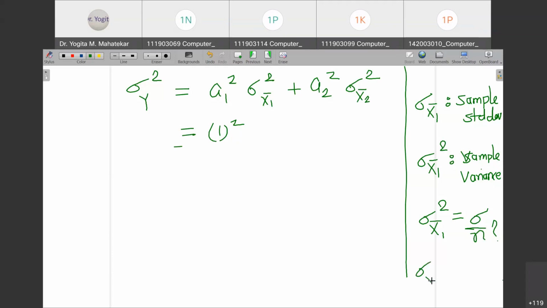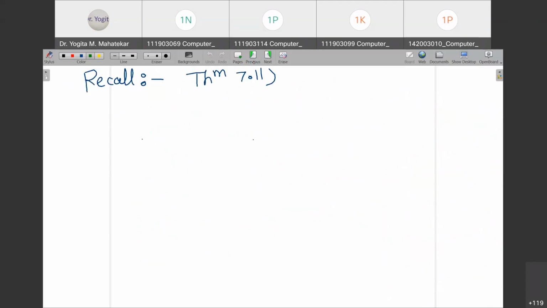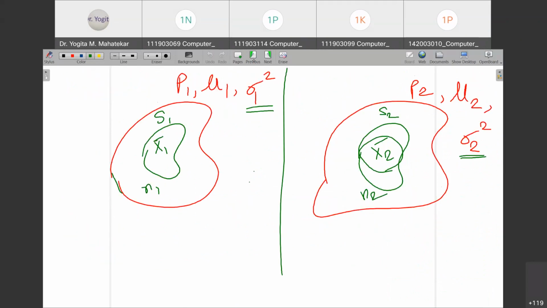And similarly, sigma suffix x2 bar whole square means the sample variance of the second sample is, so basically here you are having sigma 1 and n1, no? Because we are finding it for the first population. So sigma 1 is the population variance of first population in our notation, if you remember. Right? Sigma 1 is the standard deviation of first population. So sigma 1 square is the variance of first population, and sigma 2 square is the variance of second population.